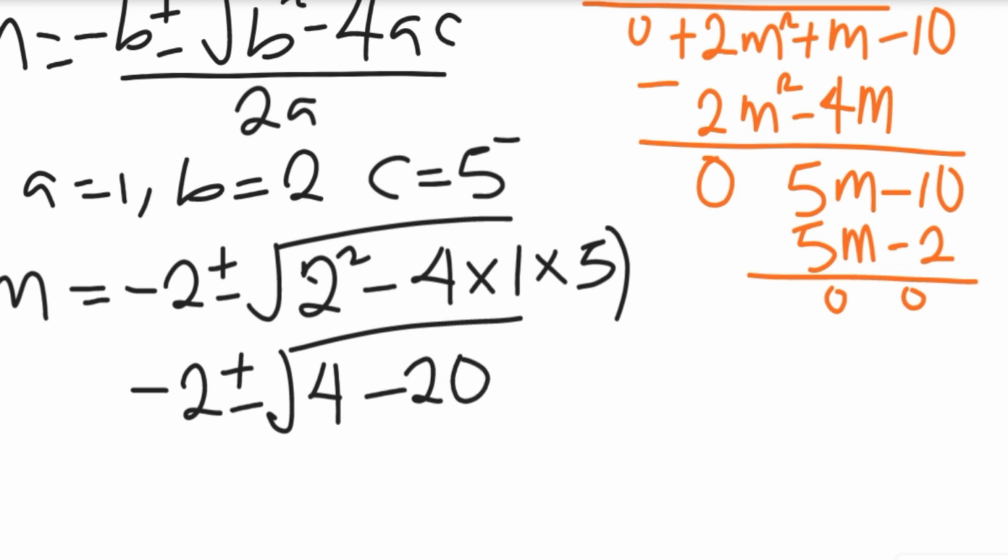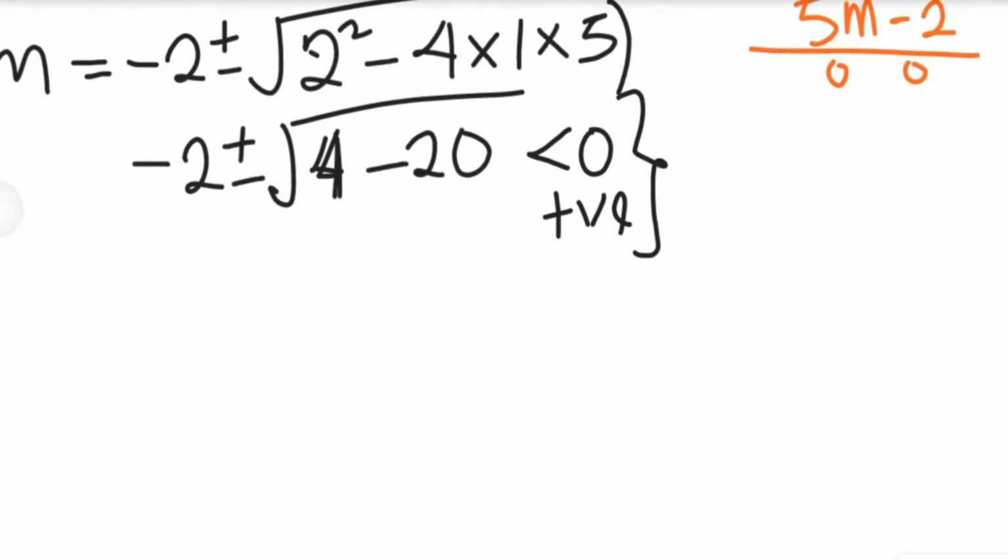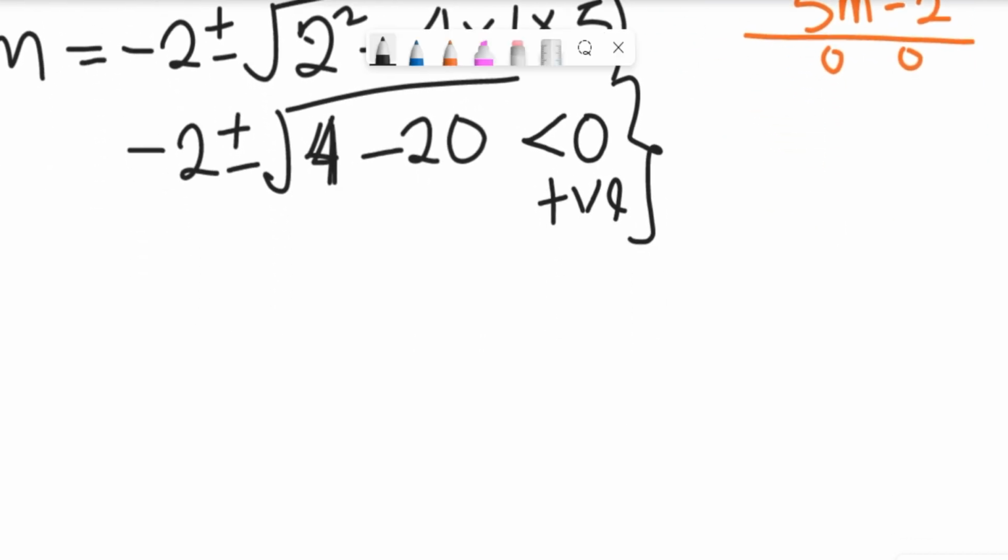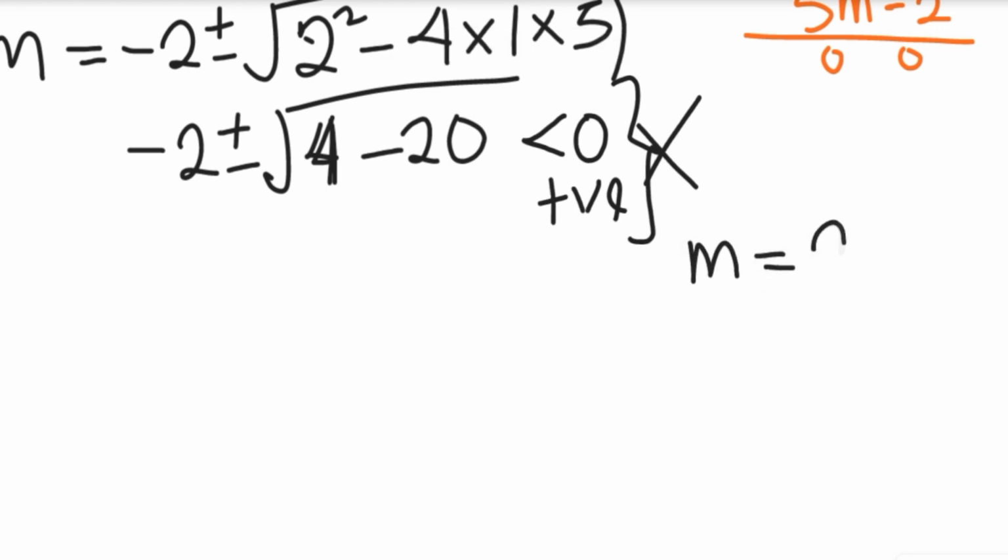4 minus 4 times 5 gives 4 minus 20, which will give us minus 15. So this is going to give us a negative answer, which is less than 0. What does this indicate? That if we finally solve this quadratic equation, we're going to have an imaginary solution, which is not a real value. As a result, we are going to neglect this solution. So the only real solution we'll have is m equal to 2.